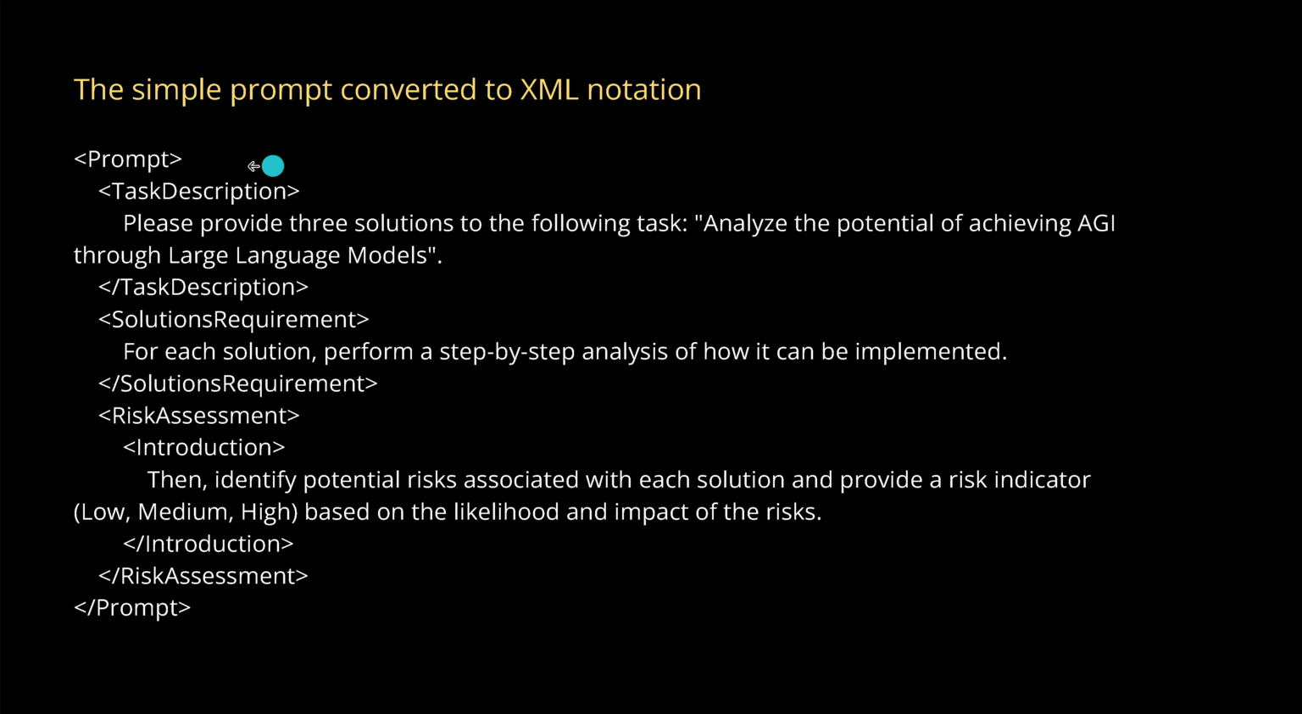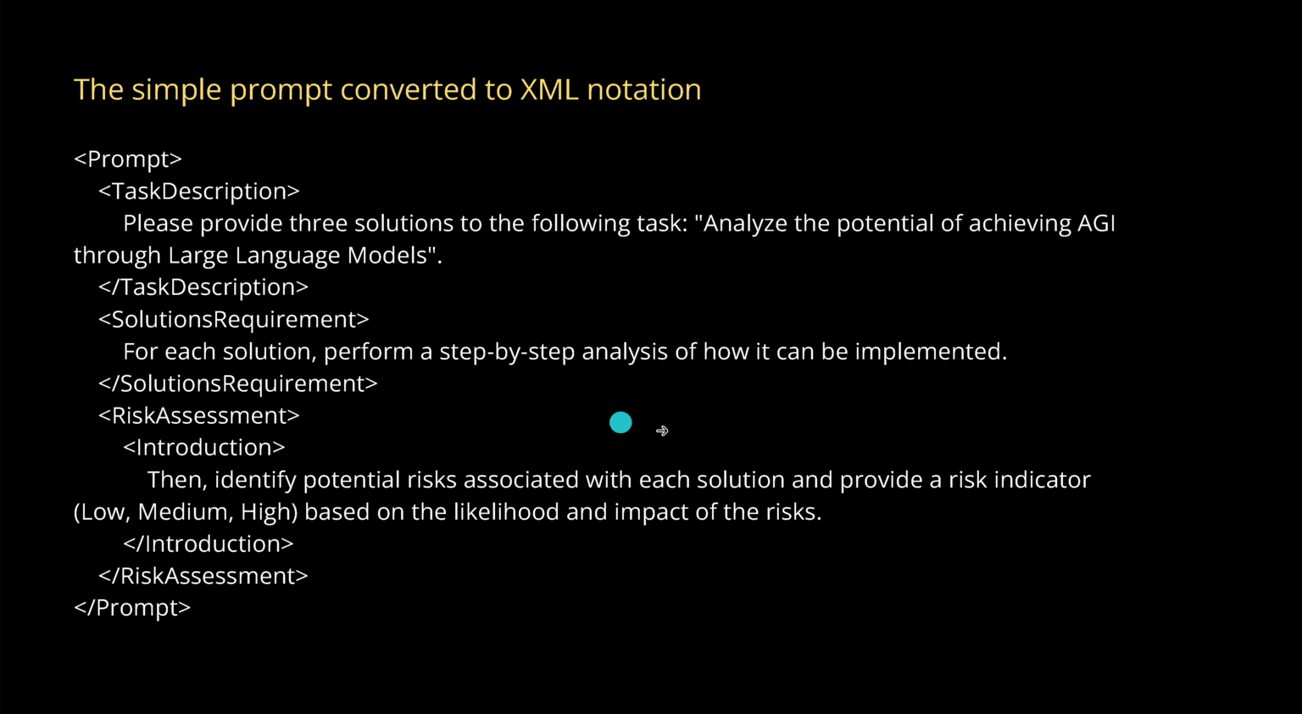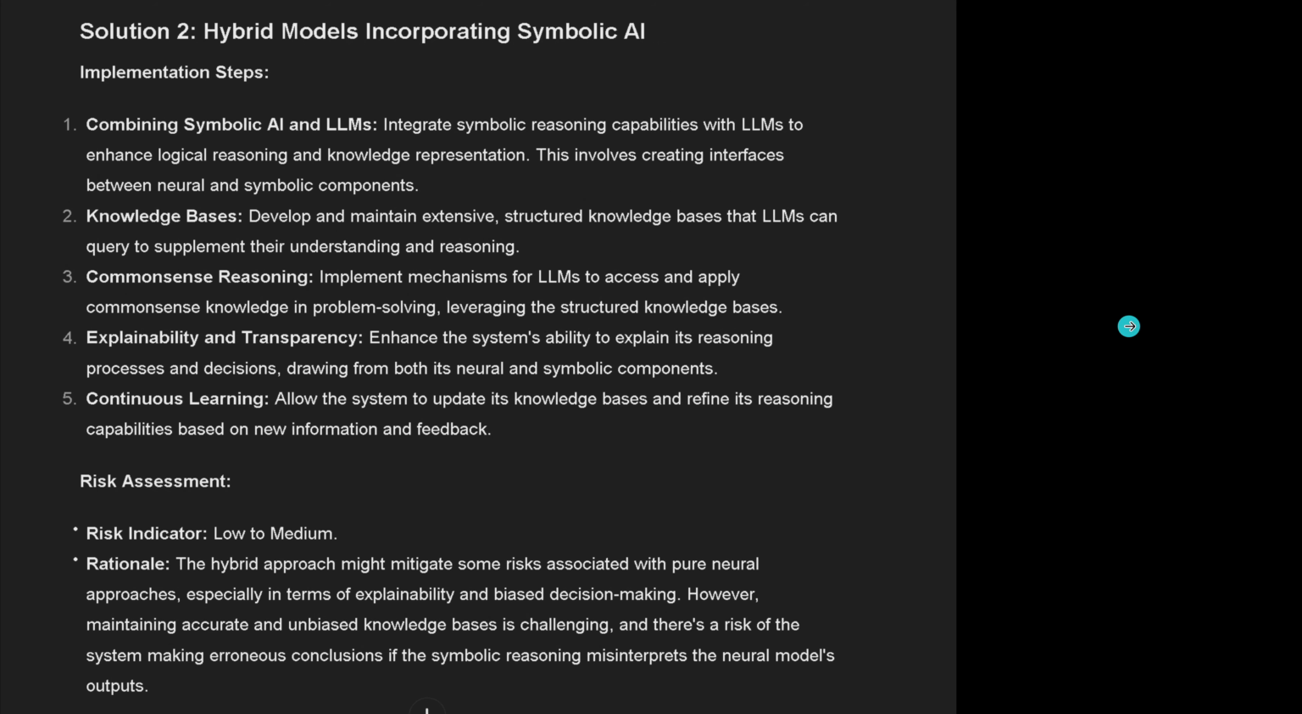Okay, and then I ask, hey, GPT-4, beautiful. I want my simple prompt structure just converted to an XML notation without you modifying my text of the task description or my solution requirement or my introduction for my risk assessment. So GPT-4 beautiful comes back and says, okay, this is it. So let's run this. And you see architecture enhancement, yeah, implement new neural network architecture, improve the model ability to generalize from limited data, akin to human cognitive flexibility. Okay, yeah, risk assessment, a little bit less text on risk assessment, a little bit less specific, but you see, you can go here with almost every solution.